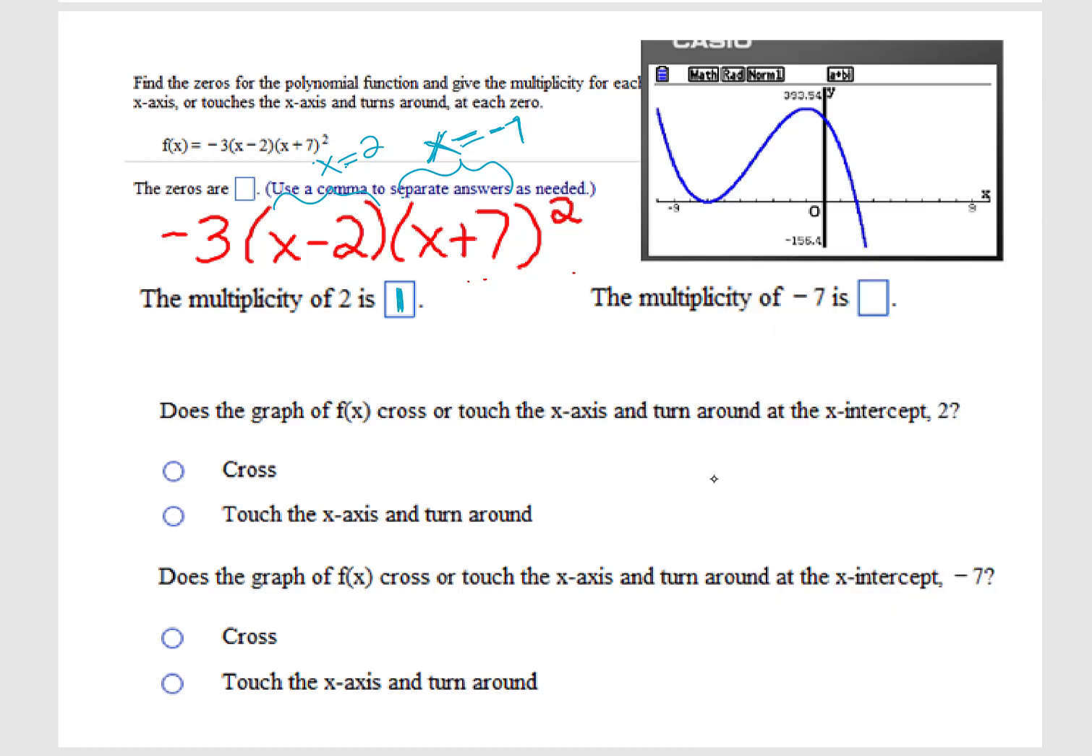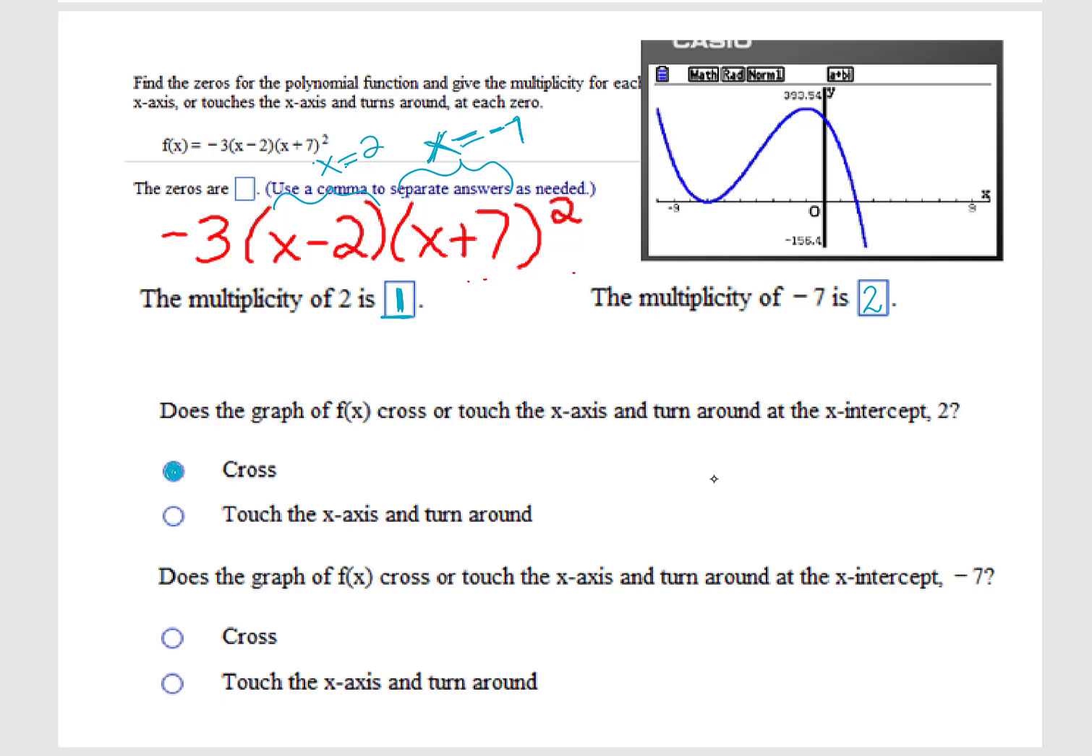And then the multiplicity of negative 7 is what? So remember, they're just asking you how many times did we get that answer? Well, the multiplicity is 2 because we got the answer 2 times. Does the graph of f of x cross or touch the x-axis and turn around at the x-intercept 2? Well, because the multiplicity of 2 is 1, which is an odd number, remember odd Todd couldn't make 2, so he just went on through, so he crosses.